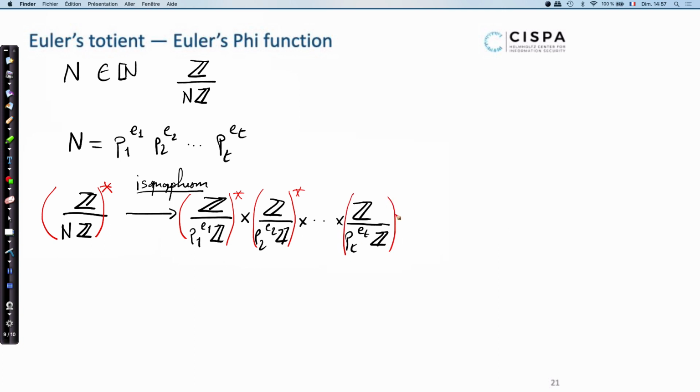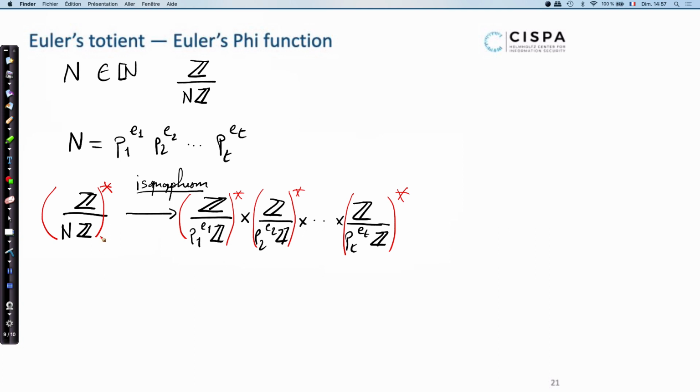Because you can check that if something is invertible on the right, it must be invertible everywhere on the left. And if it's invertible on the left, it must be invertible everywhere on the right. And if it's invertible everywhere on the right, it's also going to be invertible on the left, because you can invert all the values, lift by the Chinese remainder theorem, and you obtain a global inverse. So it's clear that this induces an isomorphism between these multiplicative group structures.